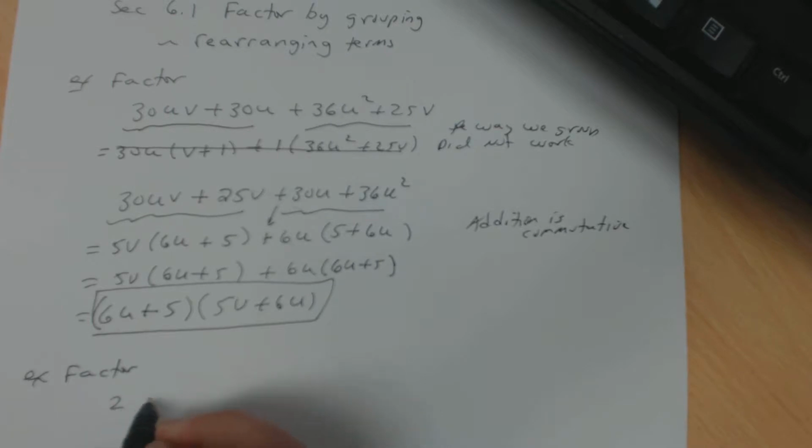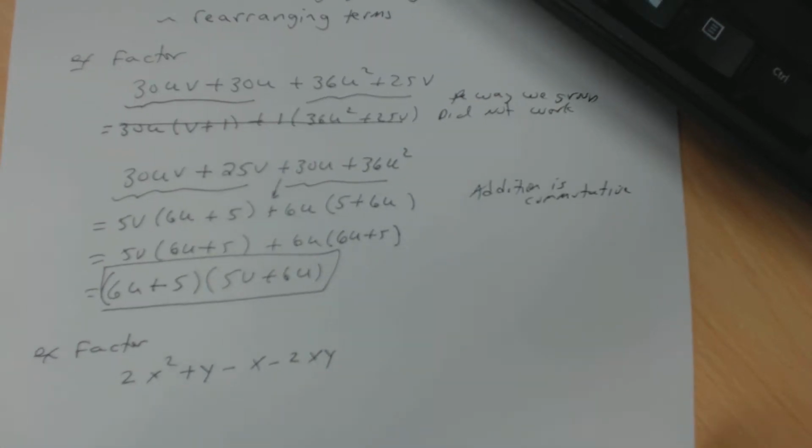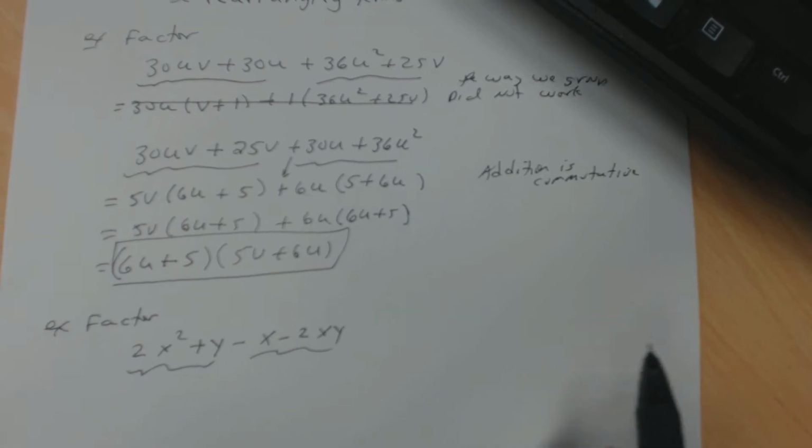So I have 2x squared plus y minus x minus 2xy. All right, so again, we have this polynomial, these four terms. Let's group the first two and group the last two and see what happens.